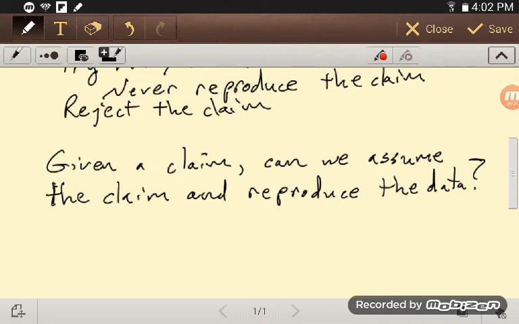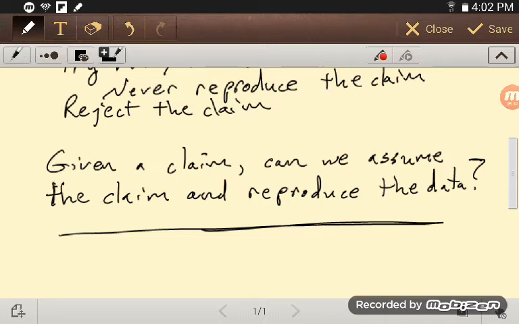That's the whole course, and that's why Chapter 2 is really very important. And so we don't want to get lost on that big idea. Pretty much every time we look at this, this is what it's coming down to: given a claim, can we assume the claim and reproduce the data that the claim would have?